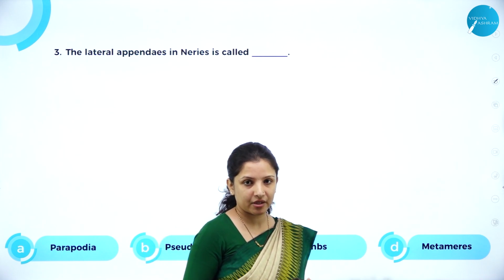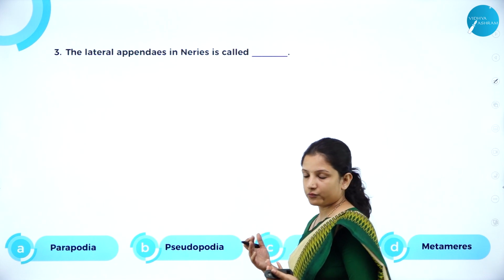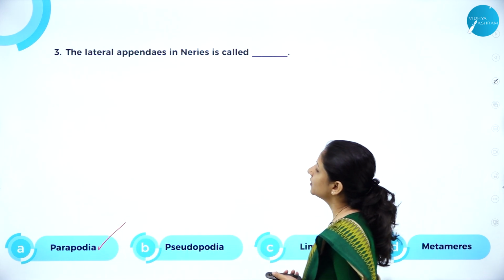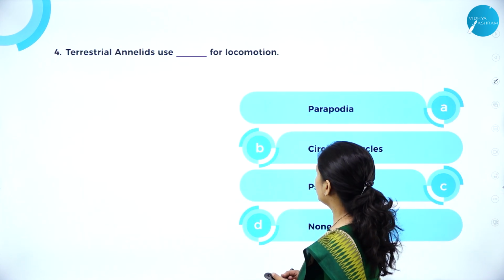Metameres is nothing but segmentation. It has nothing to do with the appendages or the organs for movement. So here the answer is parapodia, that is Nereis, for example. It has parapodia. Terrestrial annelids use dash for locomotion.